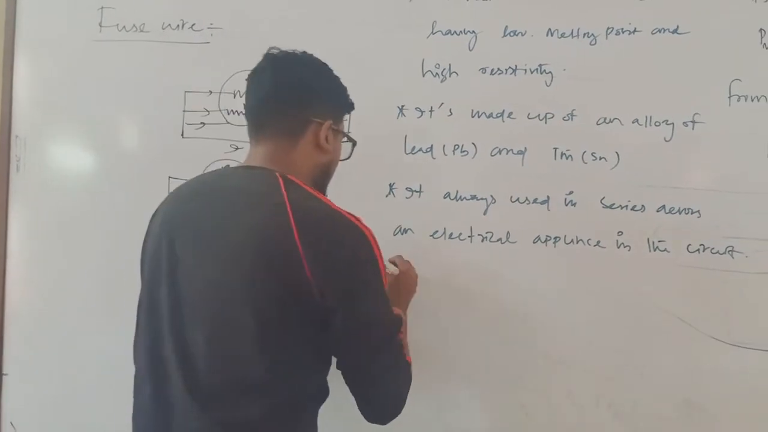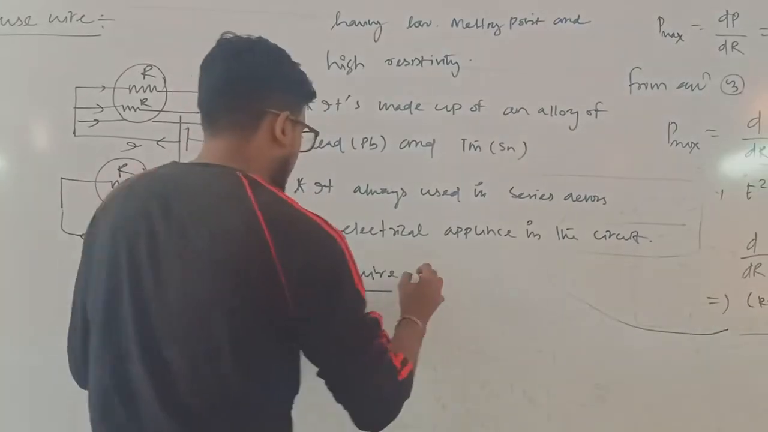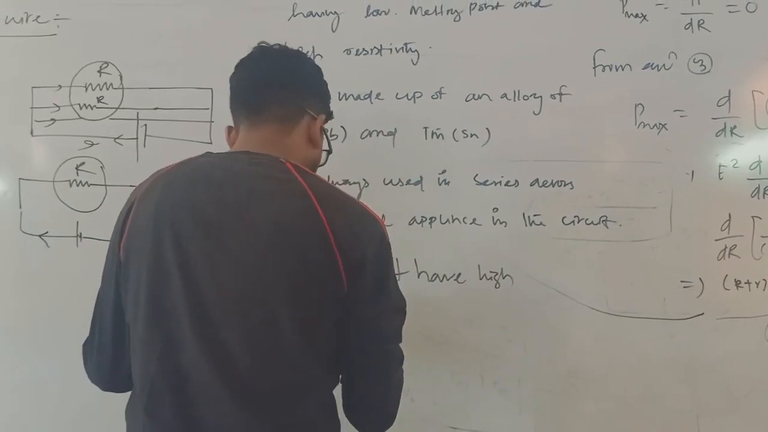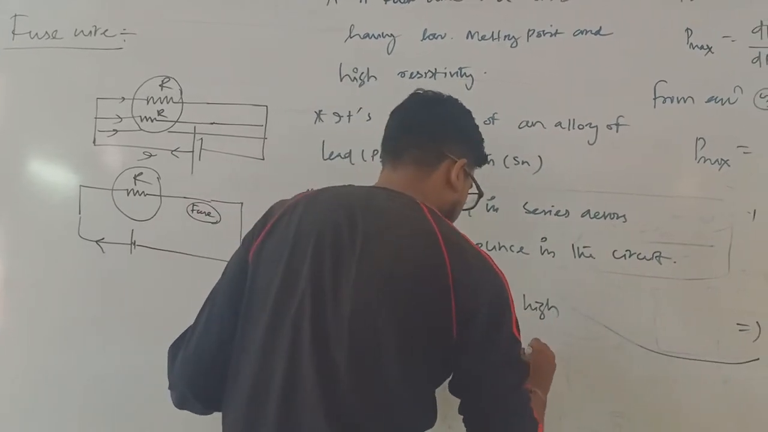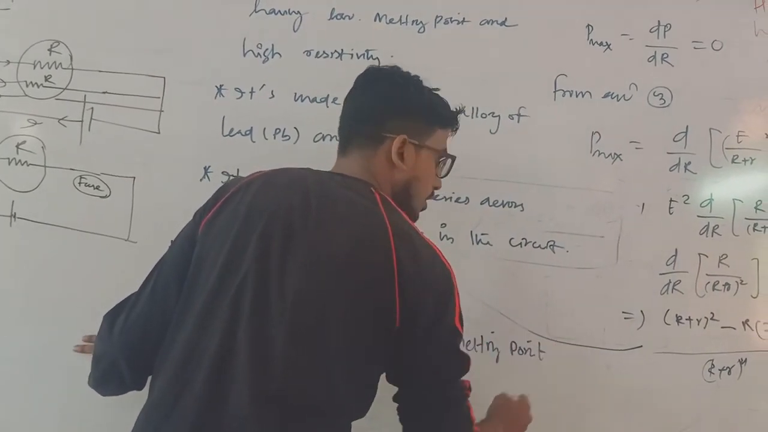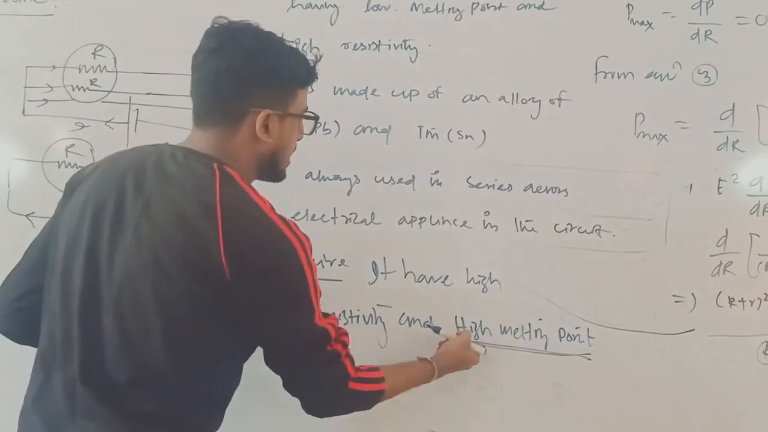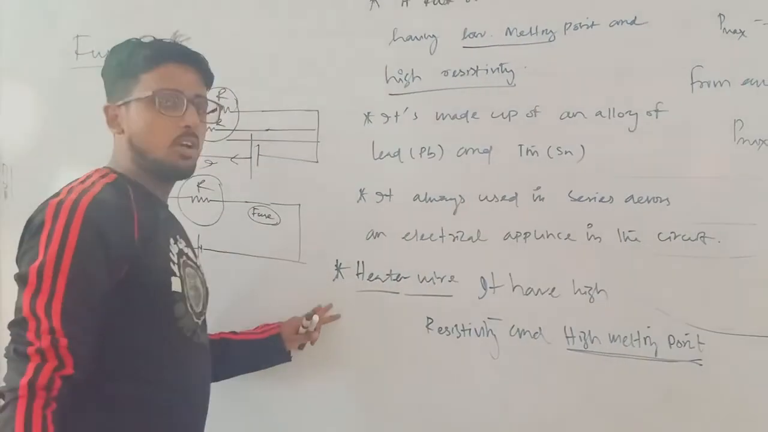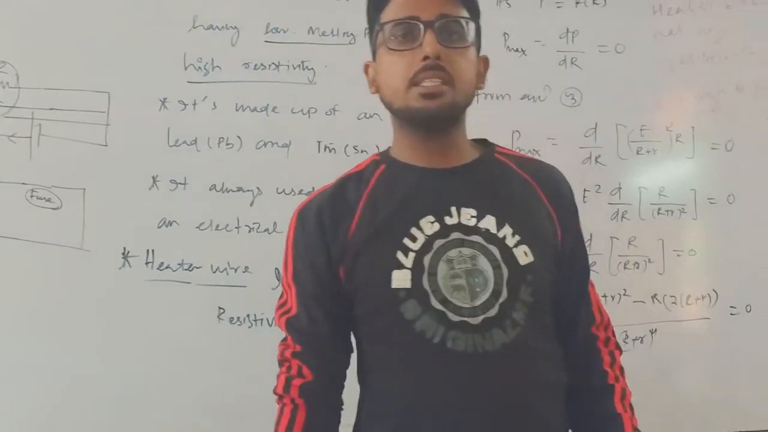Okay, there you have to remember another point, which is the heater wire. In case of a heater wire, we have high resistivity and high melting point. So we have to remember that the heater wire has high resistivity and high melting point, but the fuse wire has low melting point and high resistivity. Okay, so this is all about fuse wire and heater wire. And this is all about the thermal effect of electrical current.